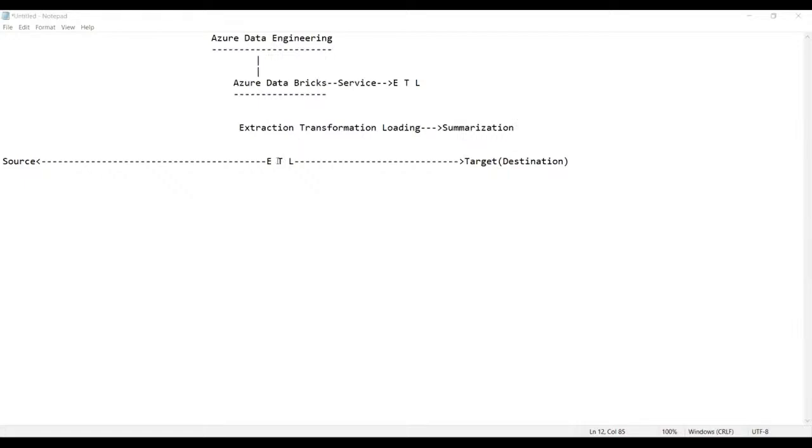So now, guys, let us try to see what this ETL actually does. This ETL basically performs the extraction process on the source, picks up and transforms the data, and loads it into the required format. For that, let us take an example.